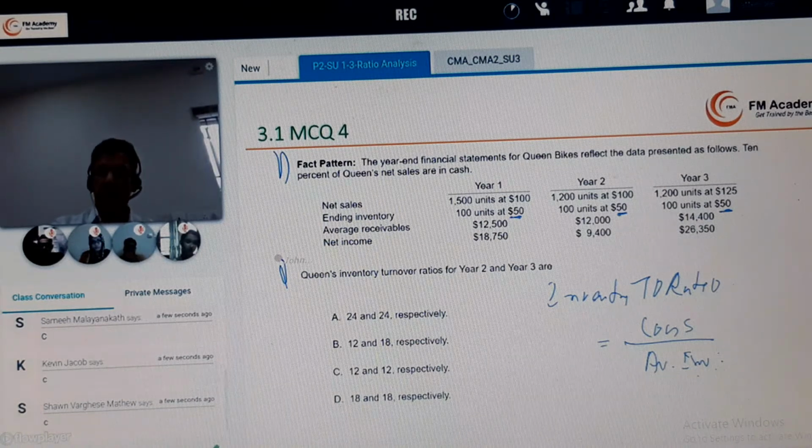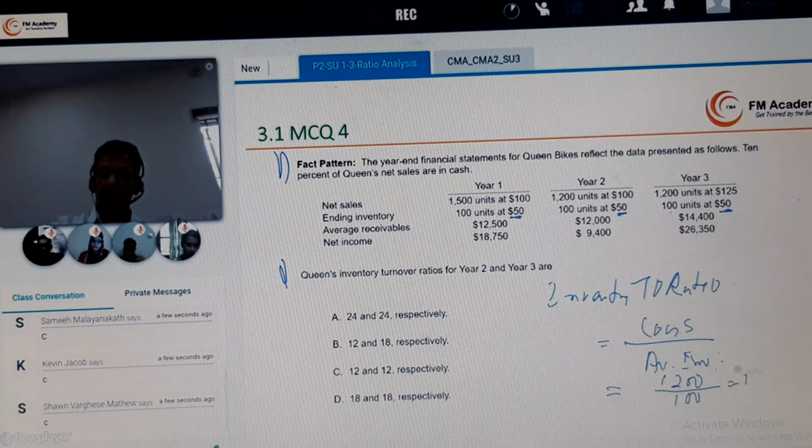Cost of goods sold, as I told you, is 1250, and it doesn't really help much multiplying with the same number in the numerator and denominator. So let's do it with the quantity. Cost of goods sold is 1200 into 50, so it is 1200 units you are selling. And then average inventory: 100 units in the beginning inventory and ending inventory for year 3. So 100 is the average inventory. So 12 is the answer for year 3. So the year 3 inventory turnover ratio is 12.